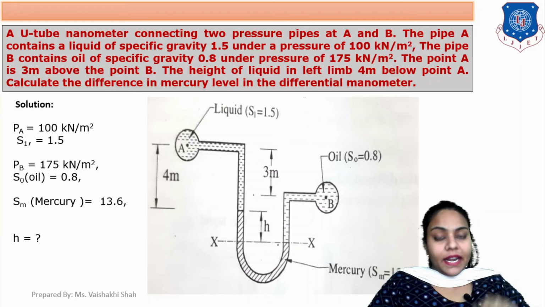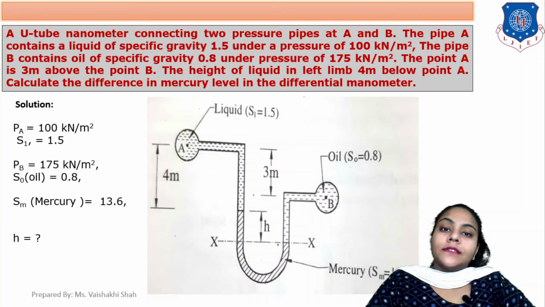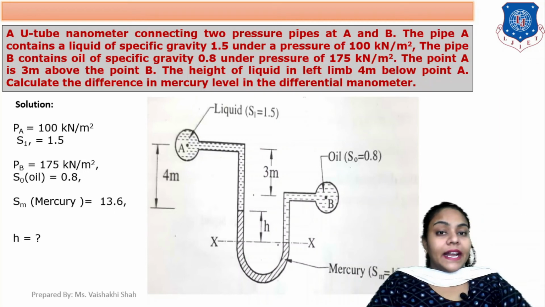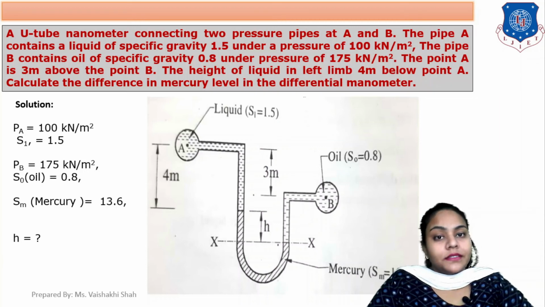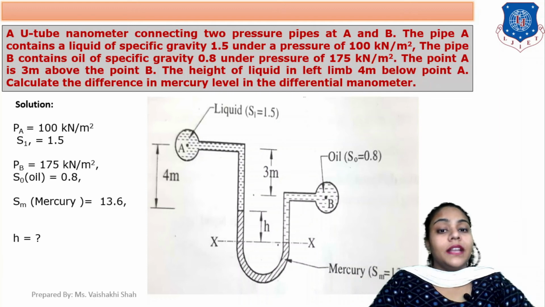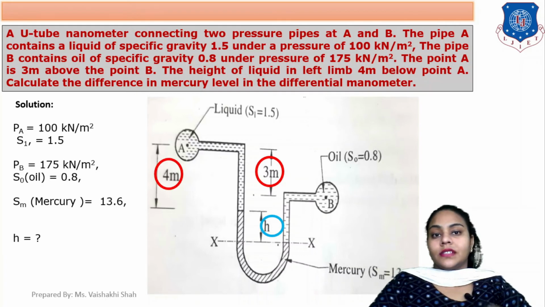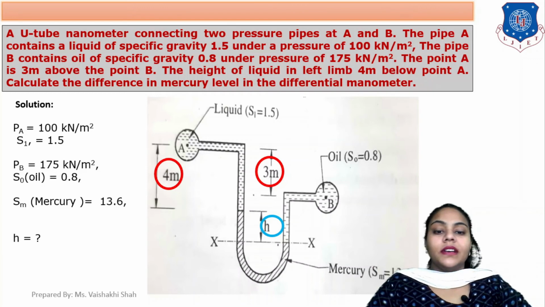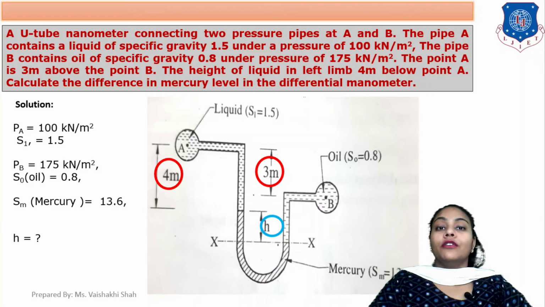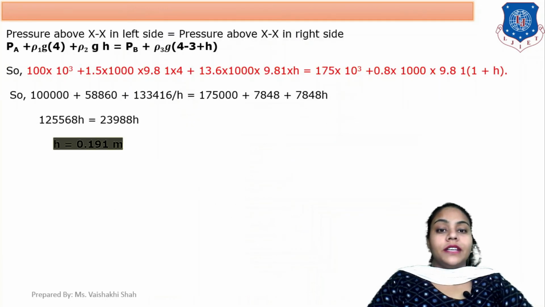Okay. Now in the U shape the mercury is filled. Mercury with specific gravity 13.6 and density 13,600. Here we have to find out the difference of mercury level, which is indicated as h here. So there are 3 different distances: first is 3 meter, second is 4 meter and third is h. We have to find out the value of h here. Okay, so let us start.